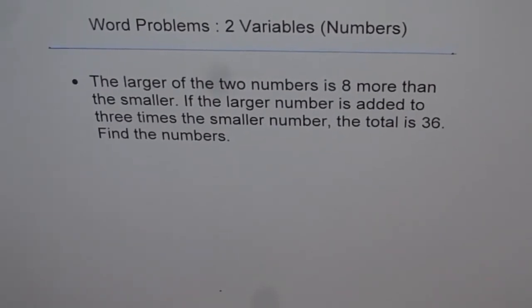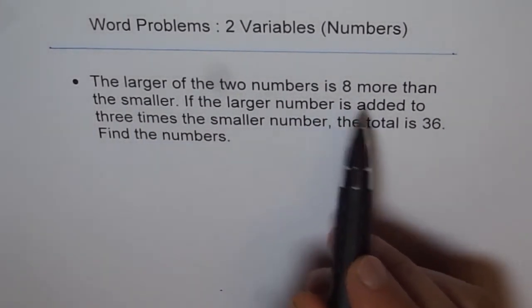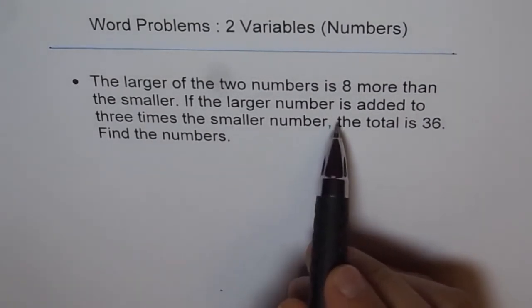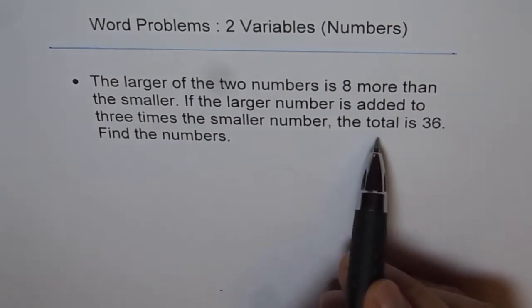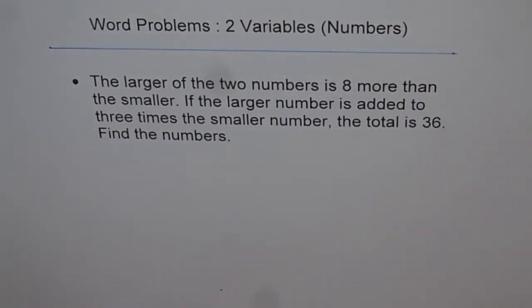Here is another word problem in two variables. The larger of two numbers is 8 more than the smaller. If the larger number is added to 3 times the smaller number, the total is 36. Find the numbers. Now after reading the problem, let's define the variables.